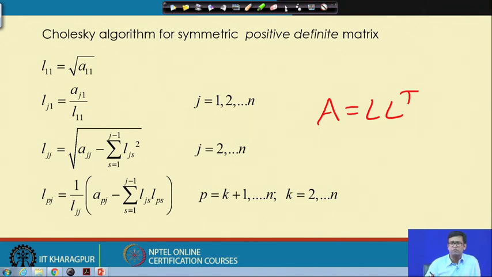So, these are the algorithms for LU decomposition, and in the next few minutes we will spend on seeing the applications of LU decomposition, where the L and U matrices I am getting using these algorithms can be utilized.